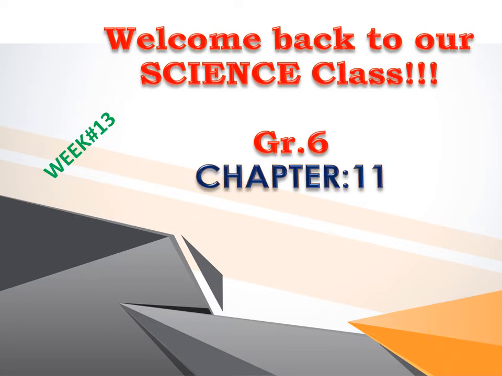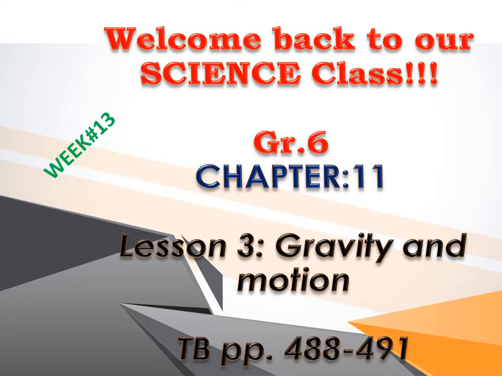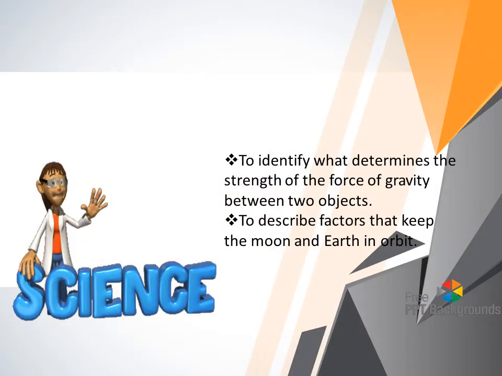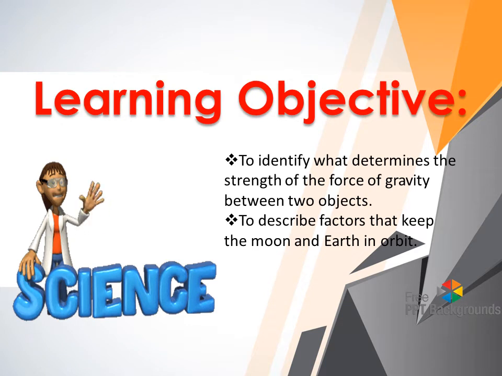This week we are discussing chapter 11, lesson 3, gravity and motion. So our textbook pages are 488 to 491. So what are the objectives of our lesson? To identify what determines the strength of the force of gravity between two objects, and to describe factors that keep the moon and Earth in orbit.